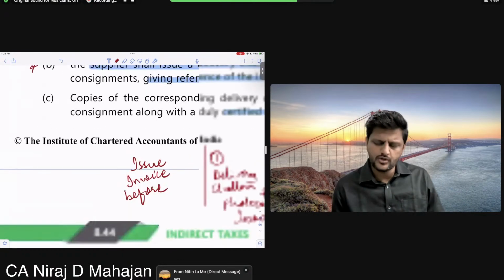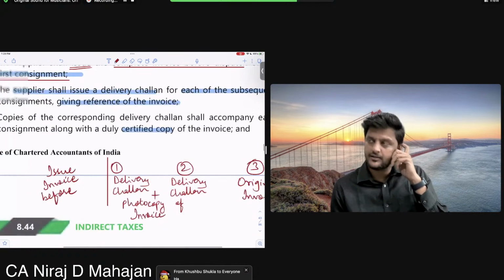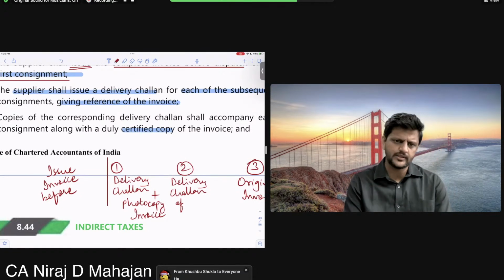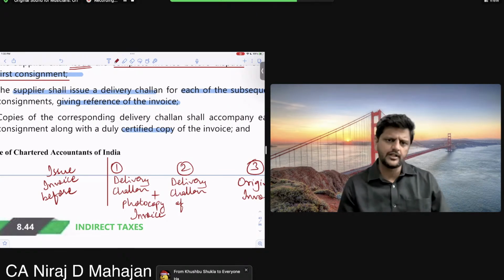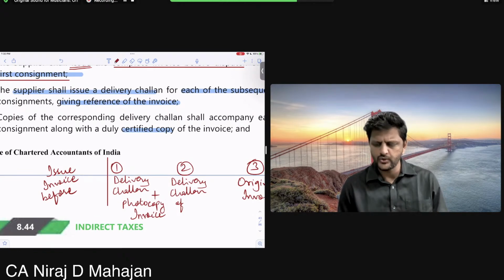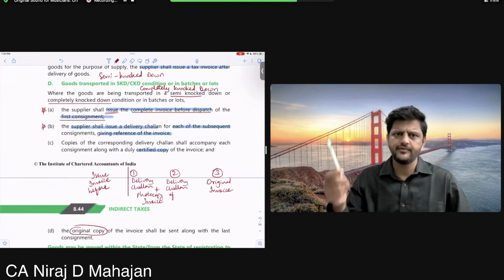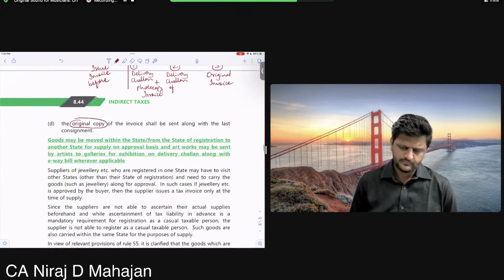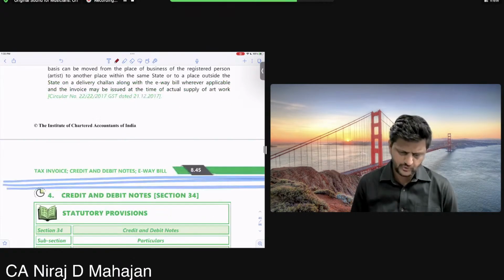So here, whenever the goods are moving, just understand one common sense: whenever the goods are moving without the tax invoice with them, they are moving on the basis of delivery challan. And with the delivery challan, you should have the photocopy of the invoice. Clear? And the original invoice will go in the last consignment if it is sent in batches. Okay? So last page.